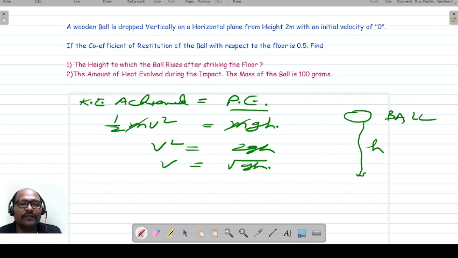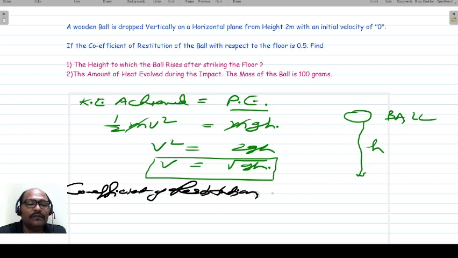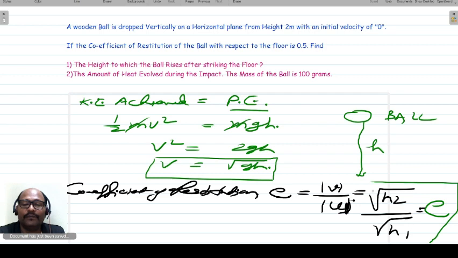It will also attain some velocity v2, and from this ratio we come to the concept of the coefficient of restitution. So what is the coefficient of restitution? It is represented as E, and its value is always taken as positive. That's why we take the mod of the final velocity over the initial velocity. That is root over h2 divided by root over h1. This is E. So this is the coefficient of restitution, and whenever a question is given on this, we will use the same formula.